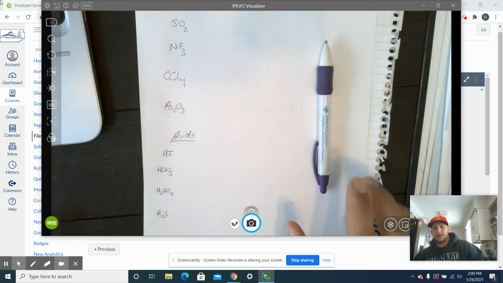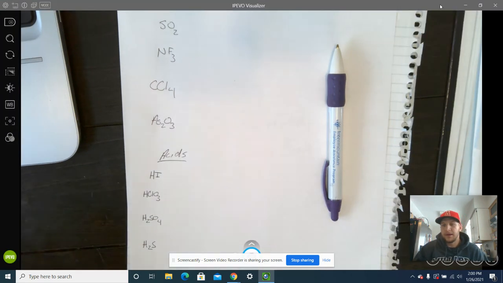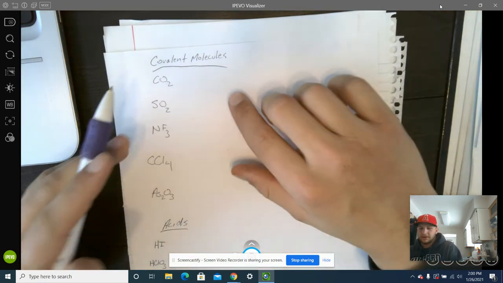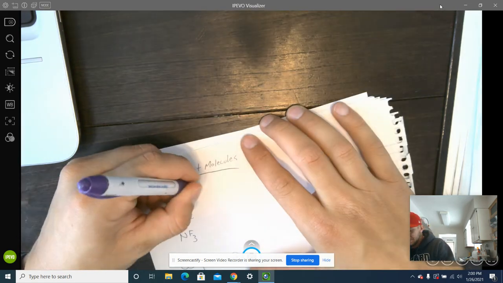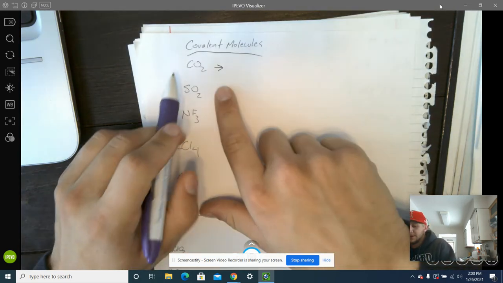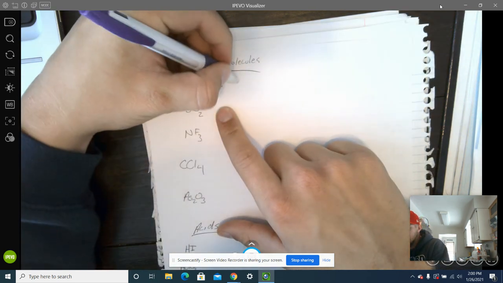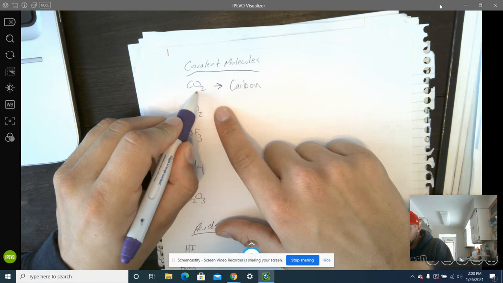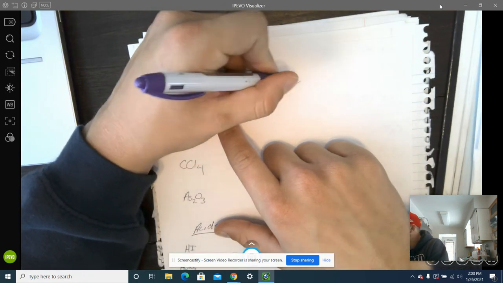Okay, we'll go full screen here. Okay, so with this, we have the top ones that are just going to be normal covalent molecules. We'll start here with CO2. So with this one, we know that there is one carbon. So we're just going to say carbon, two oxygens, so dioxide.